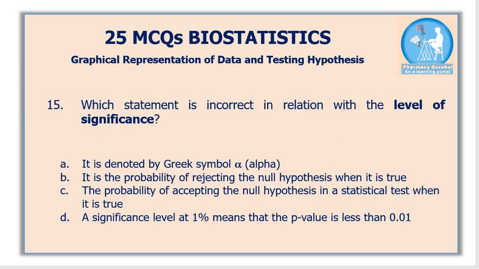Question number 15. Which statement is incorrect in relation with the level of significance? And the correct answer is option C. The probability of accepting the null hypothesis in statistical test when it is true. What is wrong with this statement? It should be the probability of rejecting, not accepting.